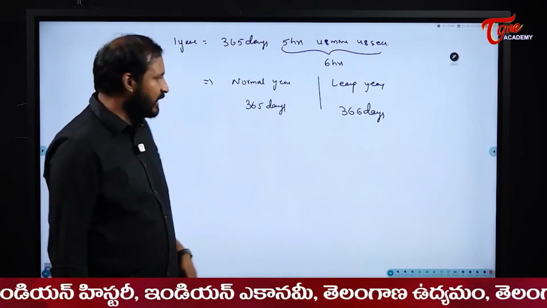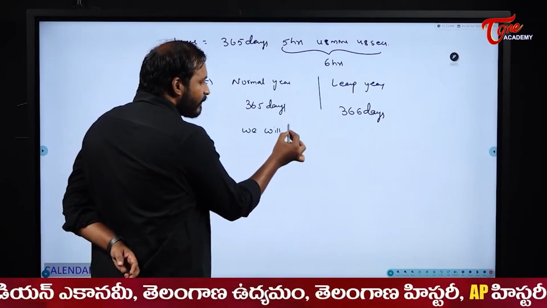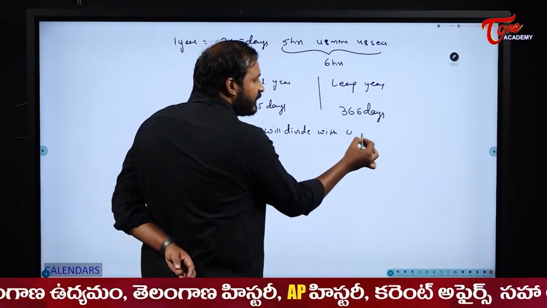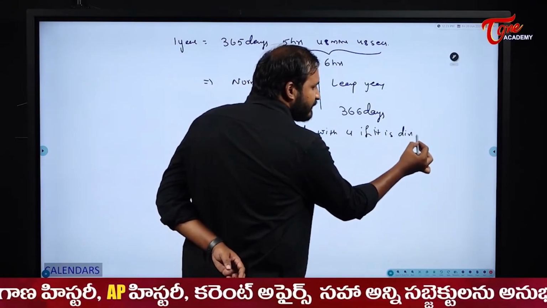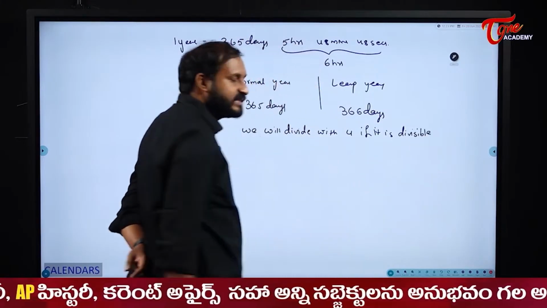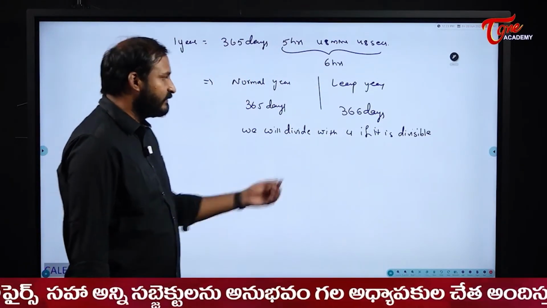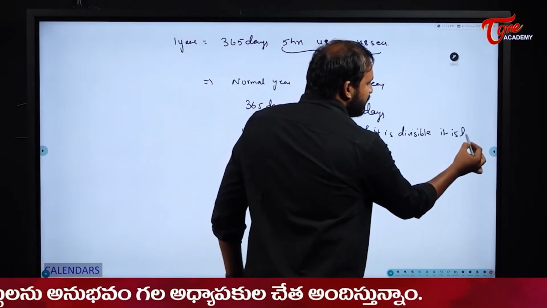How will we discover whether the given year is a leap year or not? Generally, we will divide it by 4. If it is divisible, it is a leap year, else not a leap year. We will divide it by 4. If it is divisible, it is a leap year.